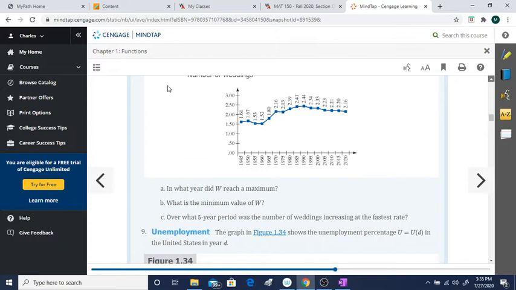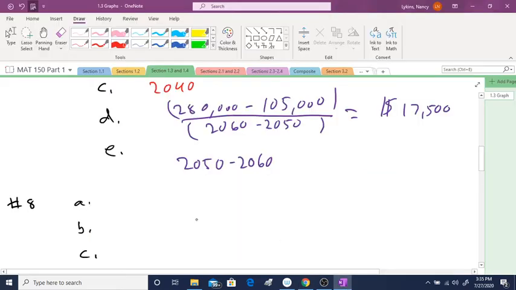Well, let's take a look at the maximum. Well, if you look at it, it looks to me, when you're looking at all these numbers, like 2.44 is the highest number that I'm seeing. What year is that? Looks to me like it's 1990.